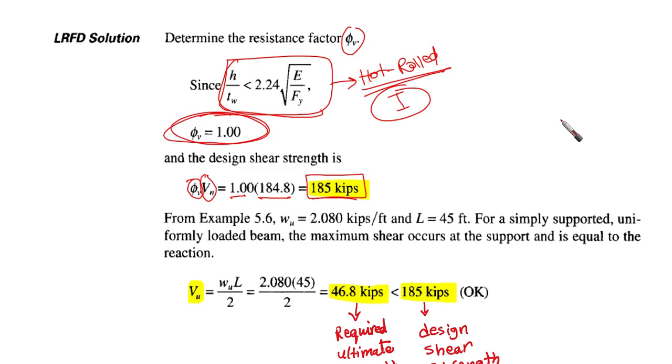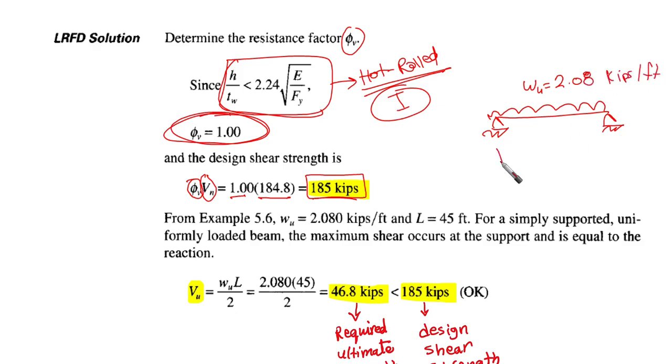Then from the previous example, we had the ultimate loading. This is the ultimate distributed load w ultimate. It was 2.08 kips per foot, and this distance was 45 foot. We were in a simply supported case. For a simply supported case, we then need to calculate the required shear strength. The maximum case is going to be at the reaction at this cross section.